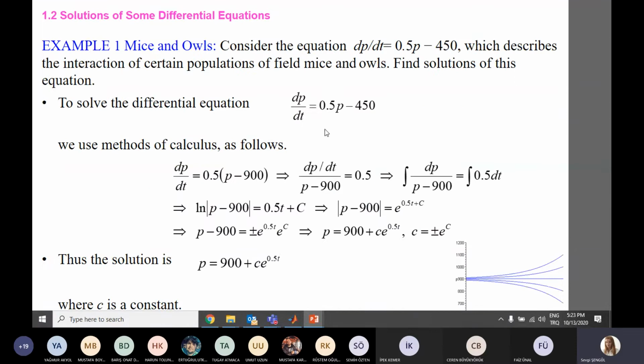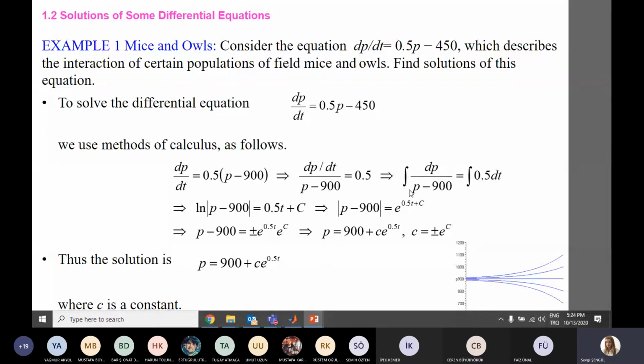For example, this is our mice and owls equation, and we have a p term here. We have a constant term here. So I am just factoring out the constant in front of the p. Then I will collect the p terms on one side and other terms on the other side. There's a dp here, so I will move this p minus 900 down to the dp, and I will move dt up there. It's like cross multiplication. So this is going to be the same as dp over p minus 900 equals 0.5 times dt.